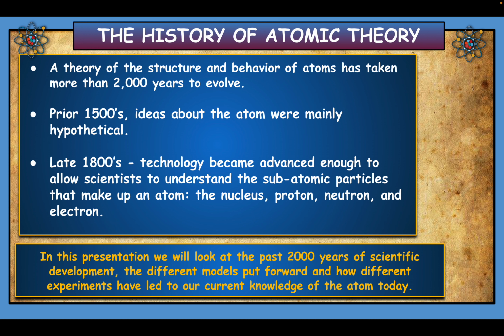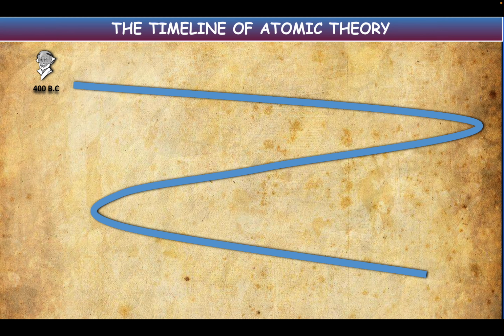So this allowed scientists to understand not only the structure of the atom, which includes some subatomic particles like the nucleus, the proton, neutron, and electron, but it also helped them to understand how these subatomic particles behaved and how that helped with the understanding of the elements and how different elements have different properties. Let's go ahead and get started.